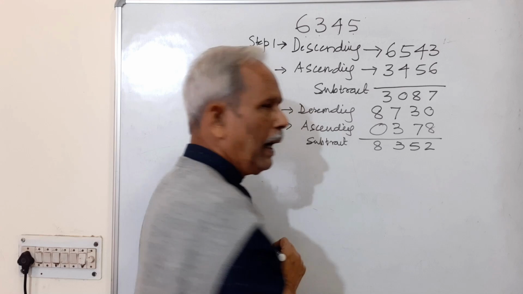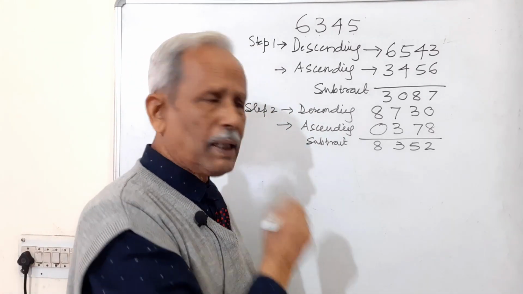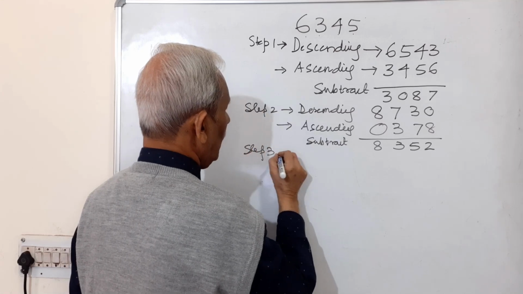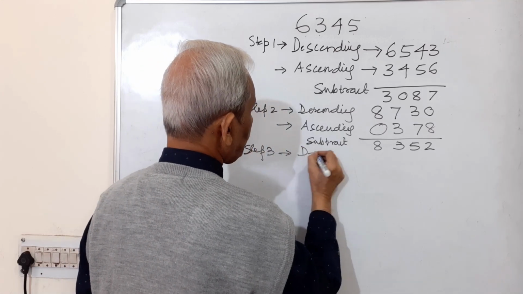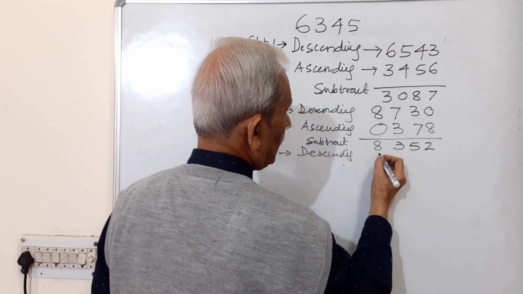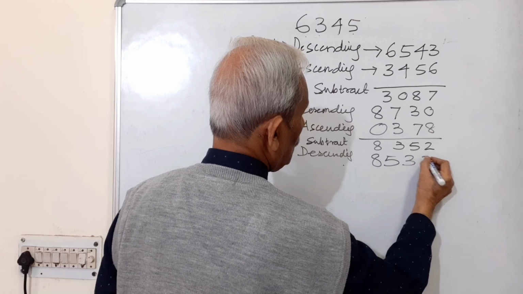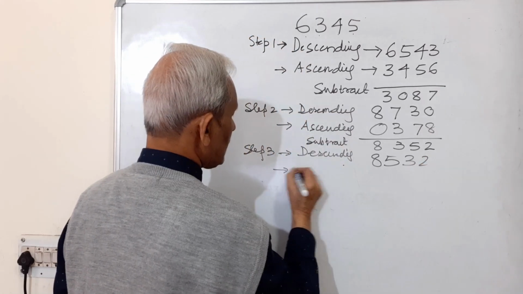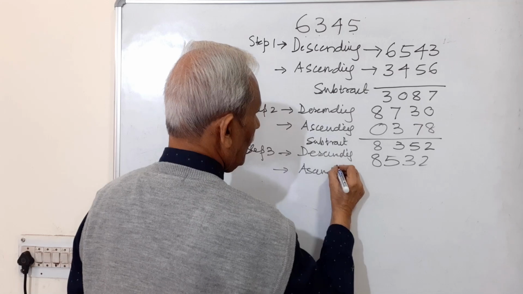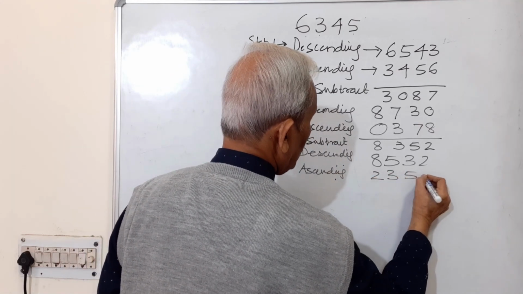You get 8352. Now let us do the same process once again. Step 3, descending. This here you get 8, 5, 3, 2. And then you take the ascending number, you get 2, 3, 5, 8.